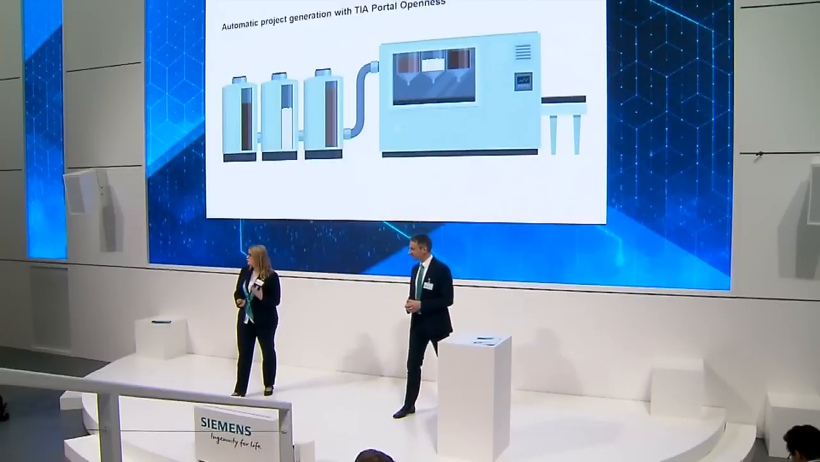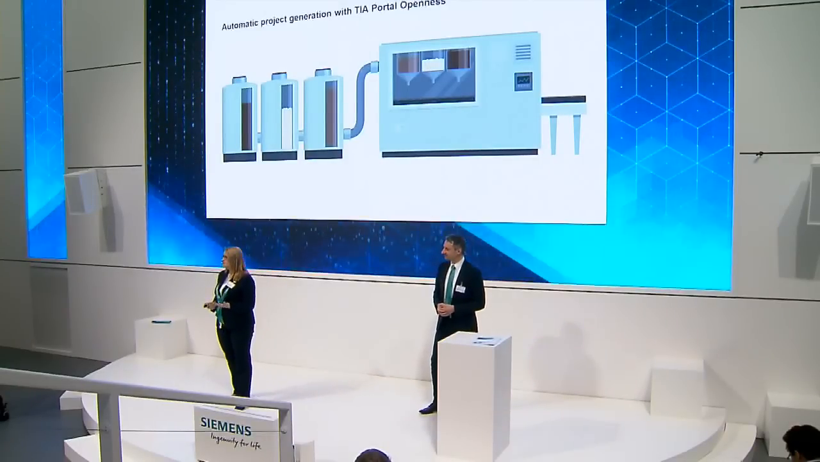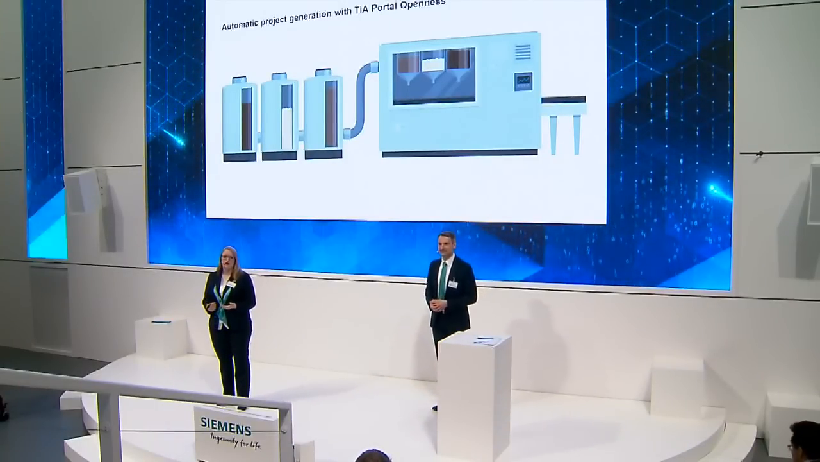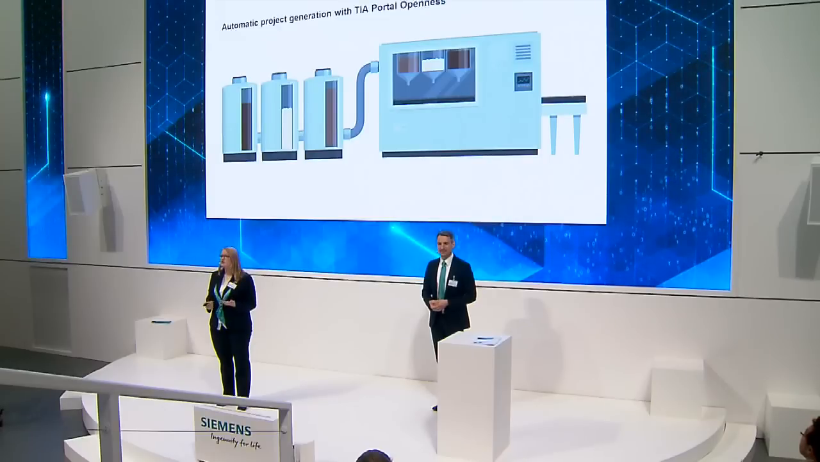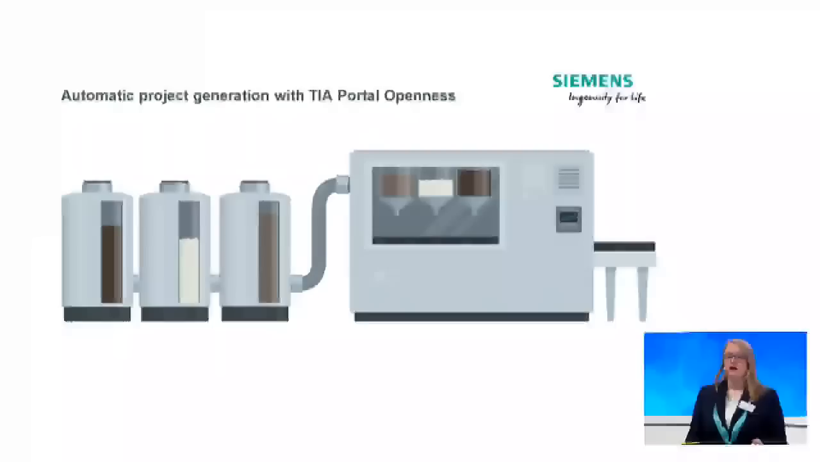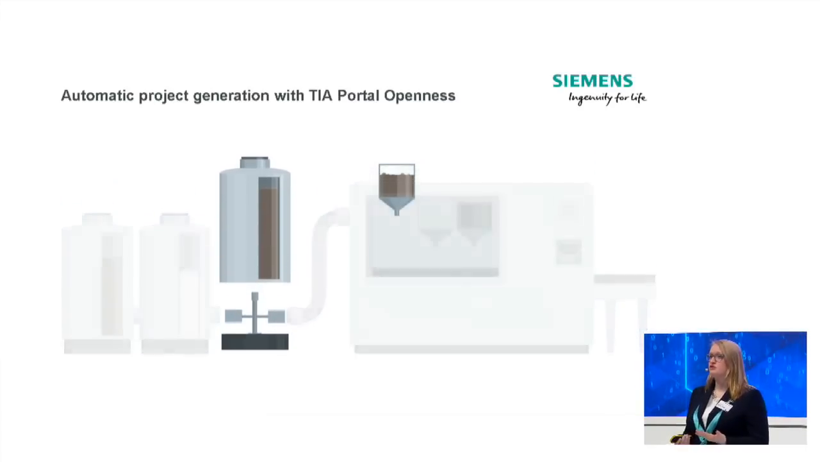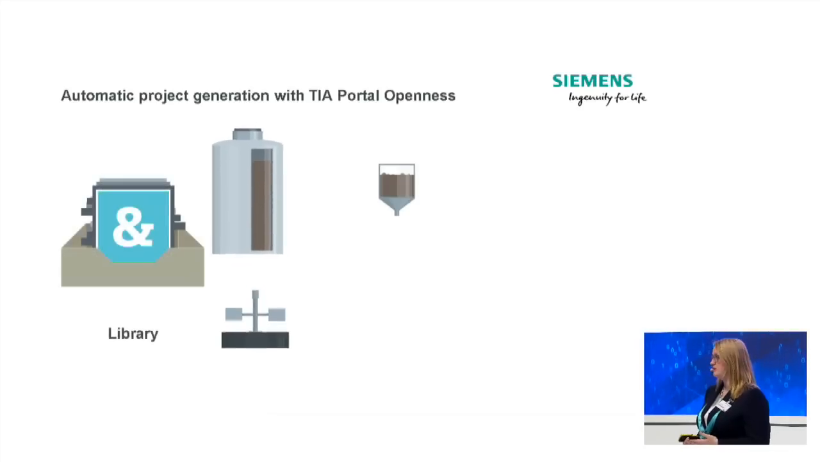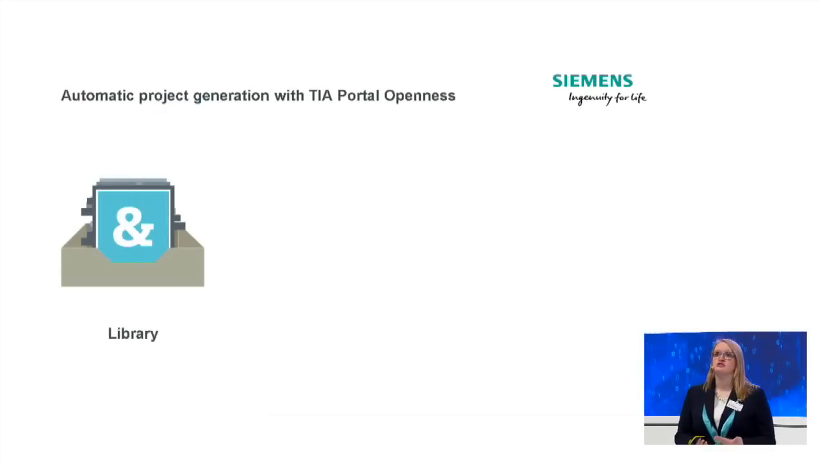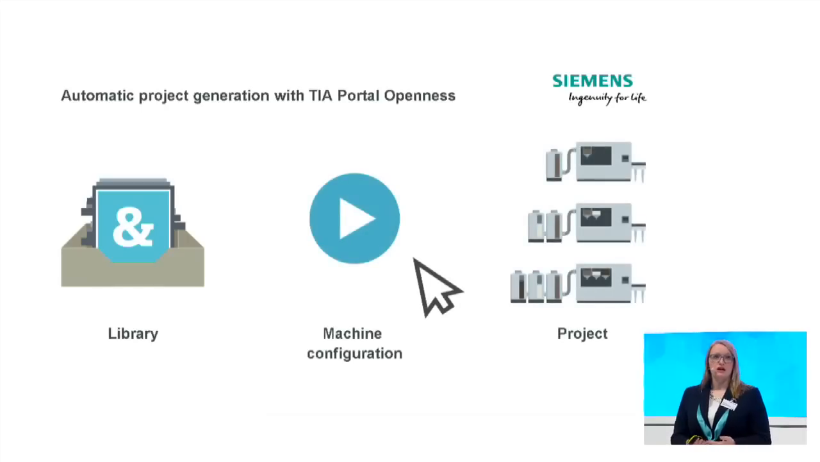Which is exactly what Bühler does. So Bühler is an already living example of how digitalization can also work for your company. And they do it with the TIA Portal Openness. First of all, they define standards for their automation functionalities and manage them with the help of the TIA Portal libraries. This allows them to assemble the machine control program depending on the machine constellation.